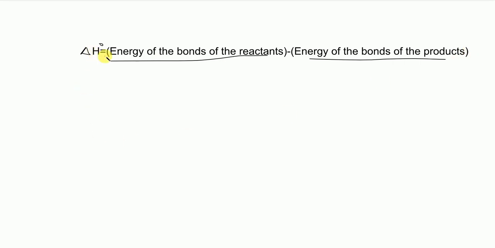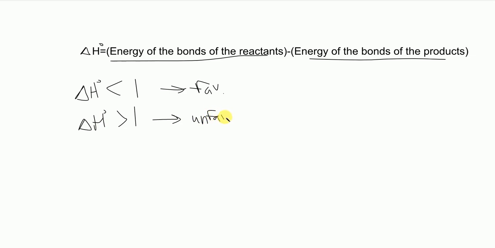Okay, and usually what this means is if my delta H comes out as less than 1, then I have a favorable reaction. Okay, if my delta H naught is greater than 1, then I have an unfavorable reaction. Okay, so if it comes off as negative, then it's going to favor the products. So from reactants to products, if it's negative, it's favoring the products. If it's positive, it's favoring the reactants.